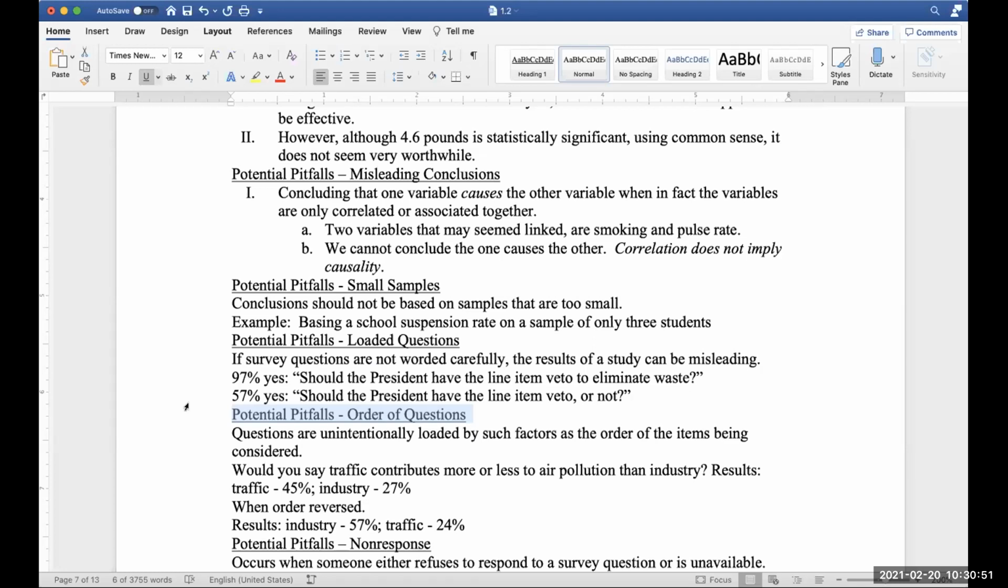Okay? So another potential pitfall is the order of the question. Sometimes that can be misleading, and usually the person who writes it doesn't even know that it's a pitfall. This is unintentional, but it does happen, this unintentional sort of bias. And so sometimes questions have to be given in a slightly different fashion to see if this is occurring.